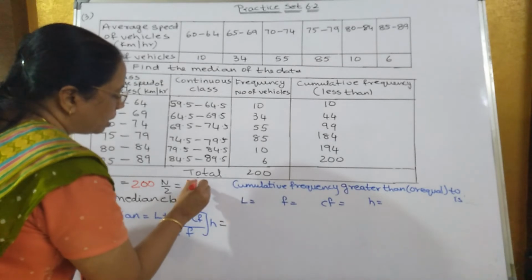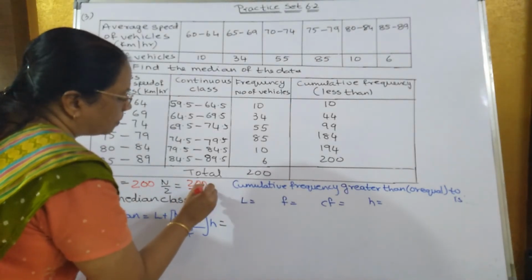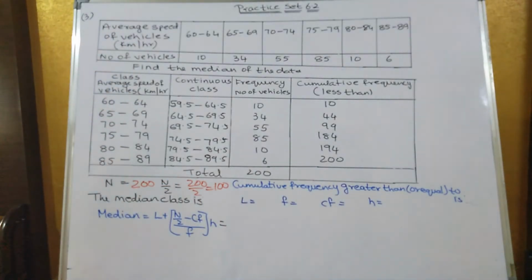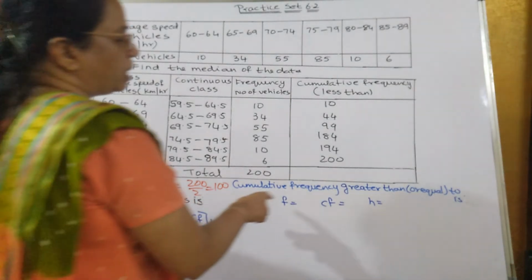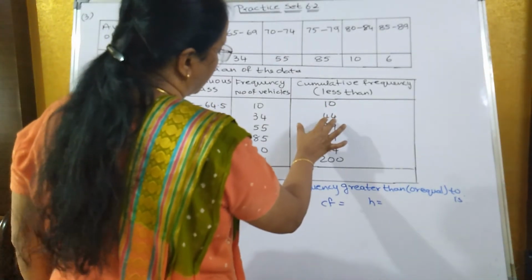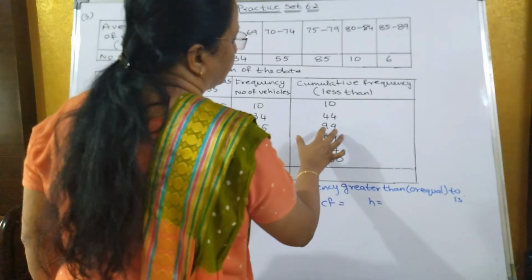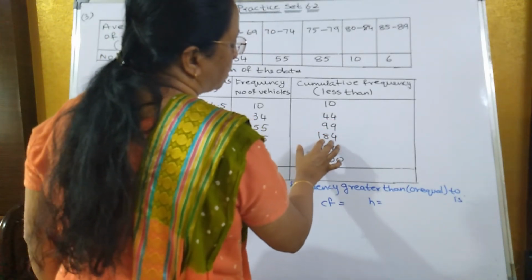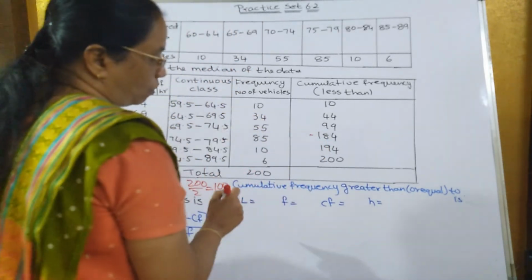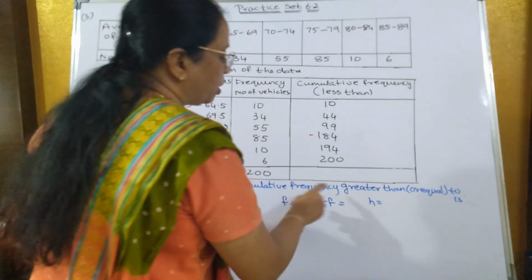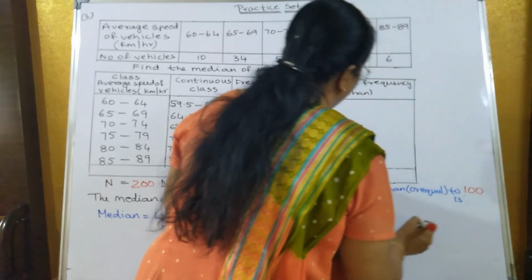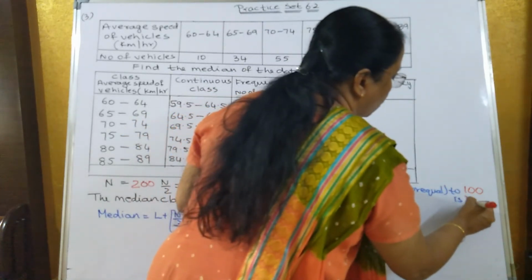What is 200 divided by 2? That's equal to 100. So n upon 2 we have got 100. So cumulative frequency मतलब 110 के अंदर नहीं आएगा, 144 के अंदर नहीं आएगा, 199 के भी अंदर नहीं आएगा. So 100 will come under which one? Under 184. So the greater cumulative frequency greater than or equal to 100 is how much? 184.